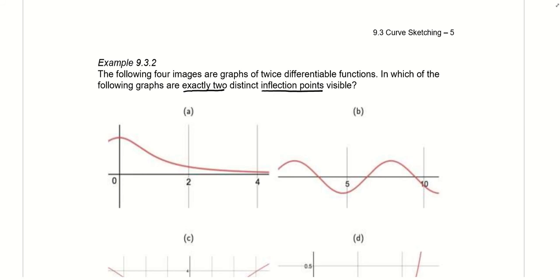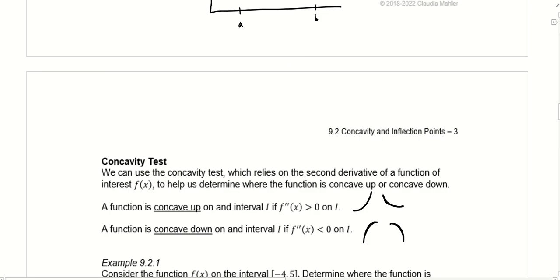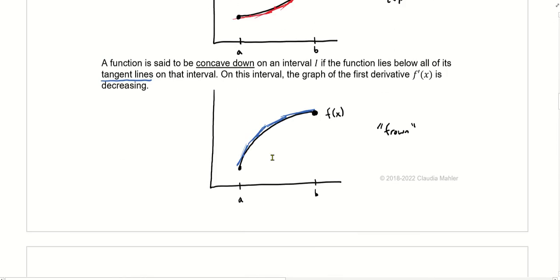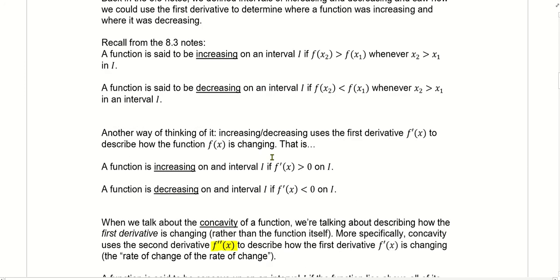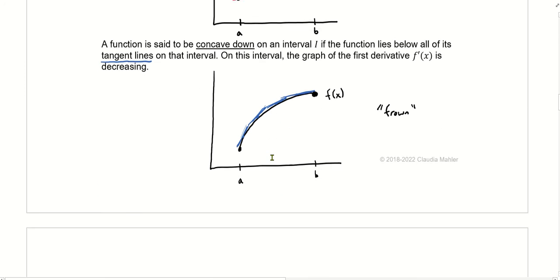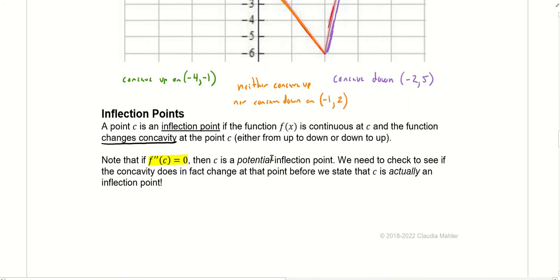So remember what an inflection point is. Let me go back here to the 9.2 notes again. So an inflection point, where was our inflection points? Here, at the bottom of page 3. An inflection point is a point where our function changes concavity, either from concave up to concave down.